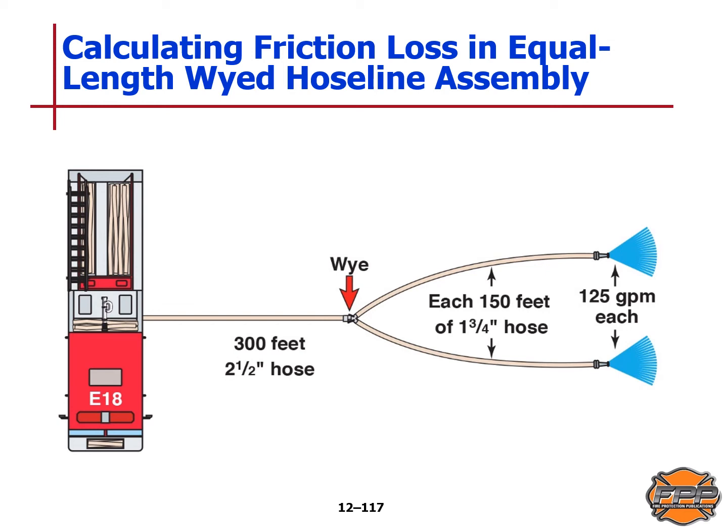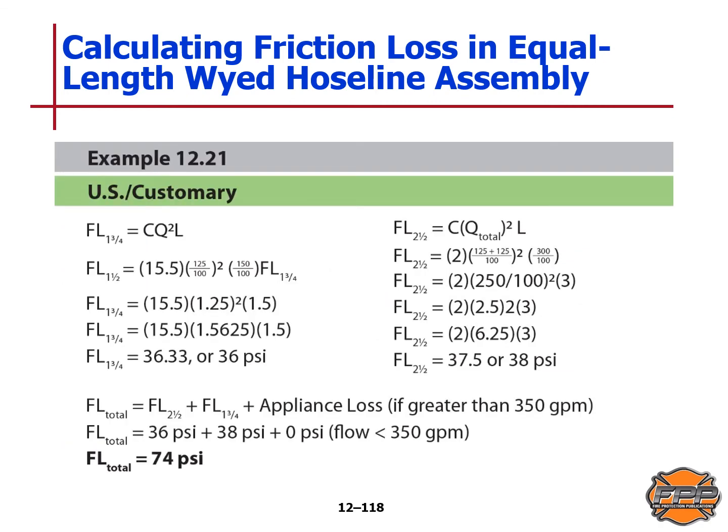Here we see calculating friction loss in an equal length wye hose assembly. You have your pumper with 300 feet of 2.5-inch hose. You have your Y, and then off of the Y you have two lines, each of 150 feet of 1 3/4 hose, delivering 125 gallons per minute each. When calculating friction loss in an equal length wye hose assembly, you have a couple things to consider.